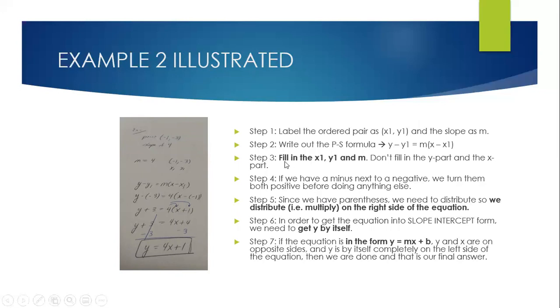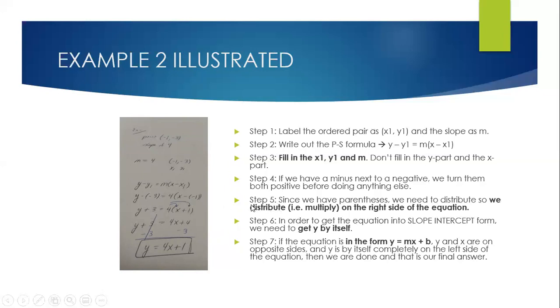All right, this is essentially the same thing. We label our points, x1, y1, slope is 4. We plug in y1, m, x1. When we plug that in, we get minus negative. But before we do anything else, step 4, we turn minus negatives into pluses. So this minus negative becomes a plus.